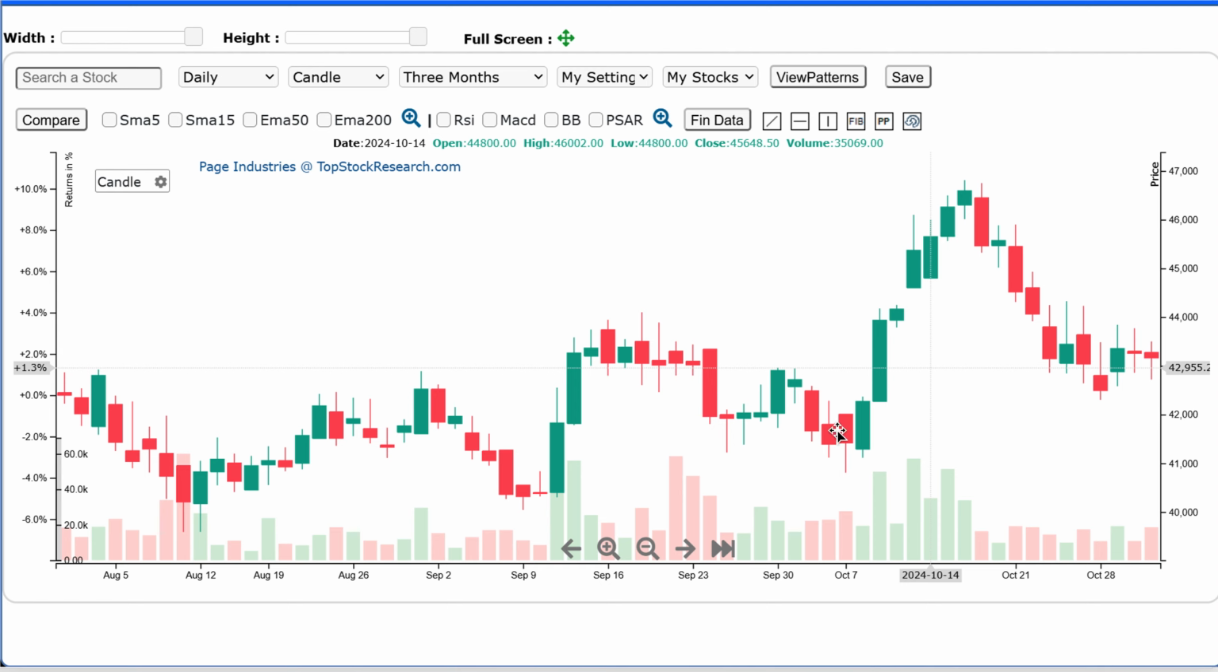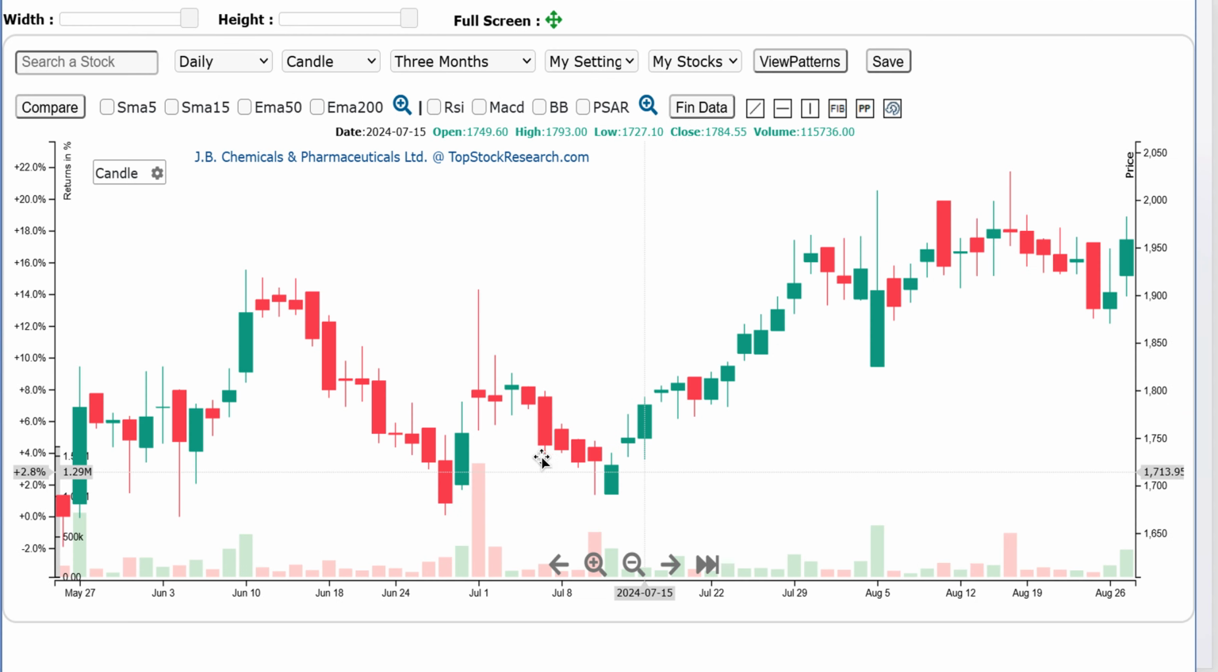This is the classic example which has moved, then it sustained green, then it started moving. Maybe you have one or two candles above it, but you have to make sure the stop losses are very tight here. And there are places like this. If you see here, one or two also, this and this is also happening, and this is also moving. This is an example of JB Chemicals and Pharmaceuticals Limited that you can see in topstockresearch.com.